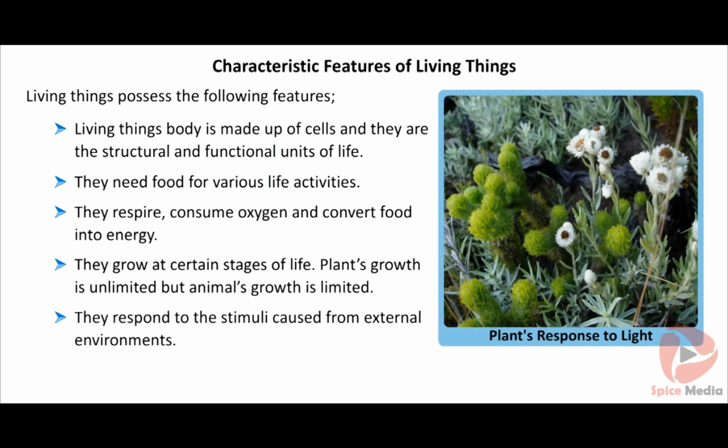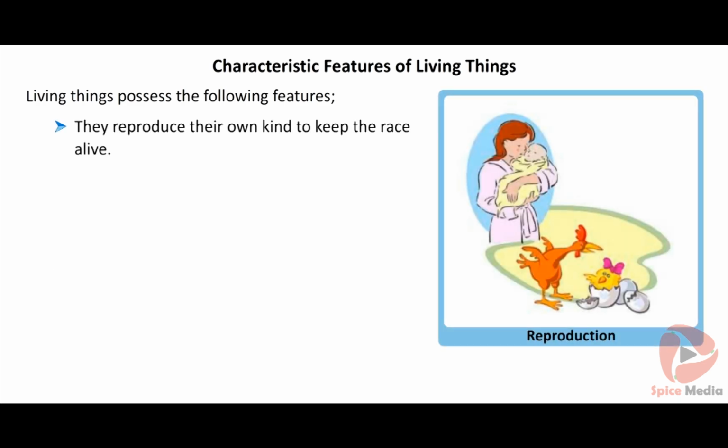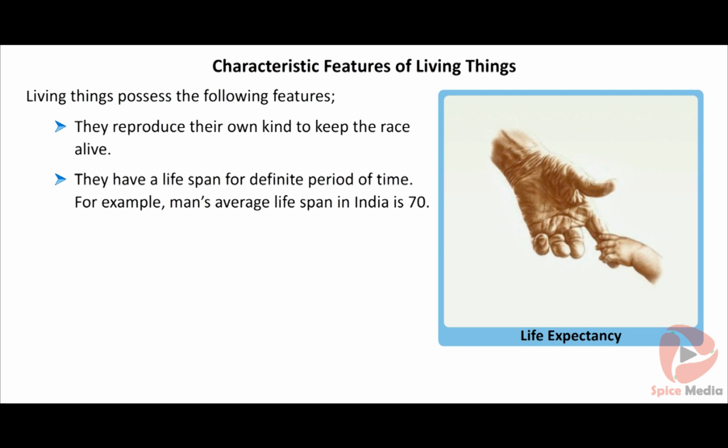They respond to the stimuli caused from external environments. They reproduce their own kind to keep the race alive. They have a lifespan for a definite period of time. For example, man's average lifespan in India is 70.